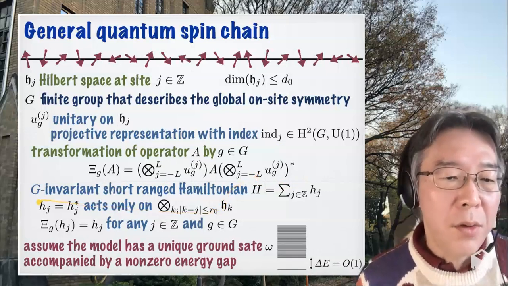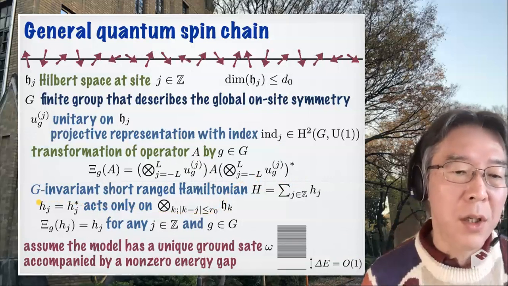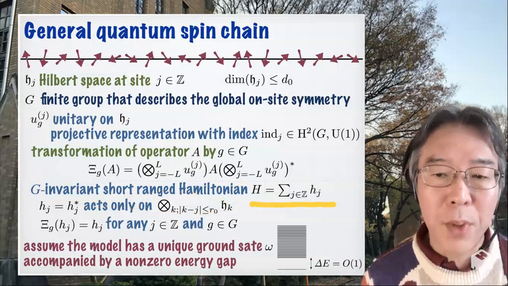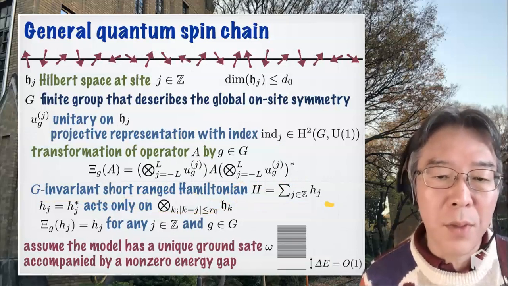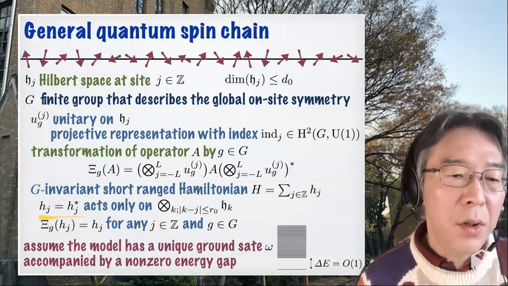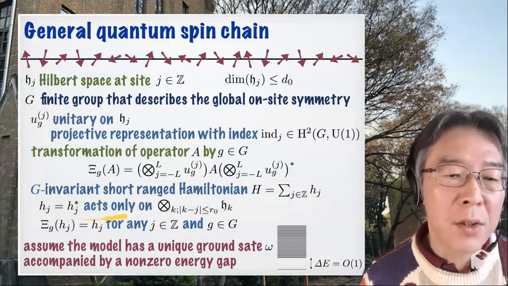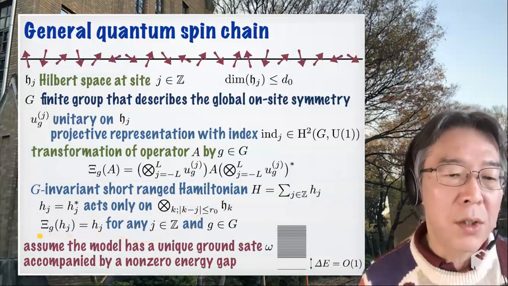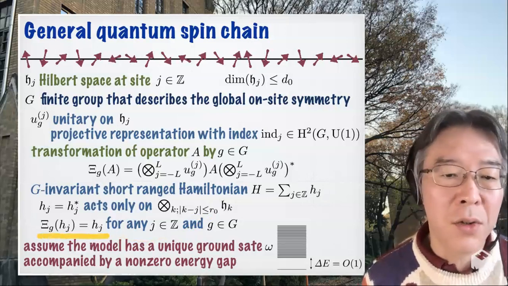And now I assume that we have a G-invariant short-range Hamiltonian H. This is a formal expression involving an infinite sum, but the more important thing is this local Hamiltonian. The local Hamiltonian is self-adjoint and acts only on the neighborhood of j, of radius R0, where R0 is some fixed constant. And also we assume that it's invariant under the action of G.